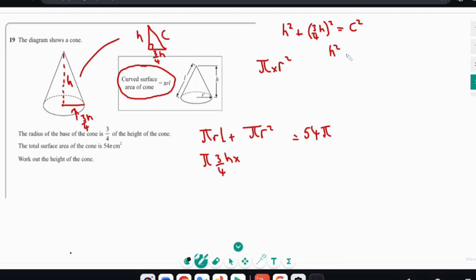3/4 h squared, 3/4 times 3/4 is 9 over 16 h squared. So 1h squared plus 9 over 16 h squared, so 9 over 16 plus 1 is 25 over 16. Just do it on your calculator. It's 25 over 16 h squared is equal to c squared. Square root both sides. If I square root 25 over 16 h squared, it becomes 5 over 4 h.